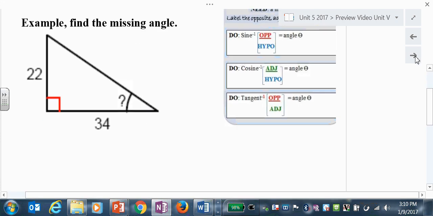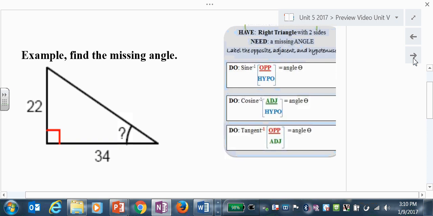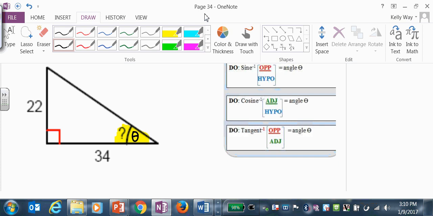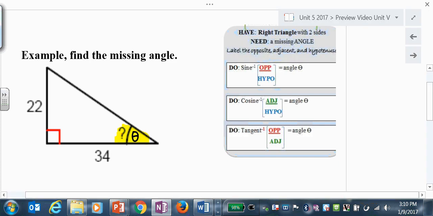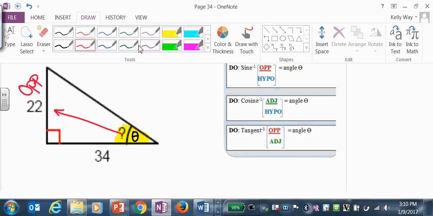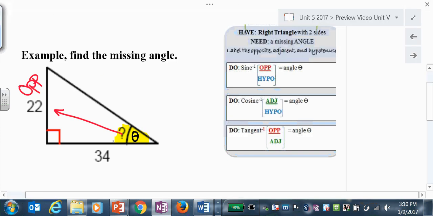This is easier than you think it is. We want to find this angle. It has a question mark. I'd like you to put in the variable theta, because that's the variable we use for angles. Now from that theta, this is the opposite side. This is the adjacent side. We want the angle theta.